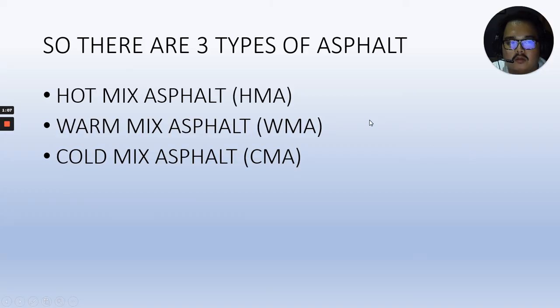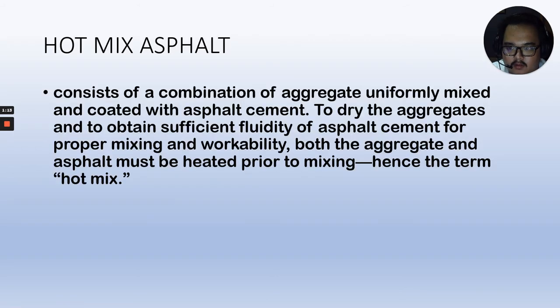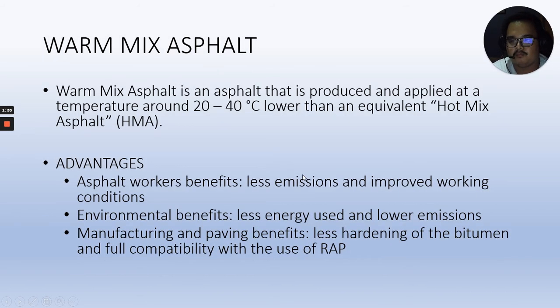So there are three types of asphalt: hot mix asphalt, warm mix asphalt, and cold mix asphalt. Hot mix asphalt consists of a combination of aggregate uniformly mixed and coated with asphalt cement. To dry the aggregates and to obtain sufficient fluidity of asphalt cement for proper mixing and workability, both the aggregate and asphalt must be heated prior to mixing, hence the term hot mix.